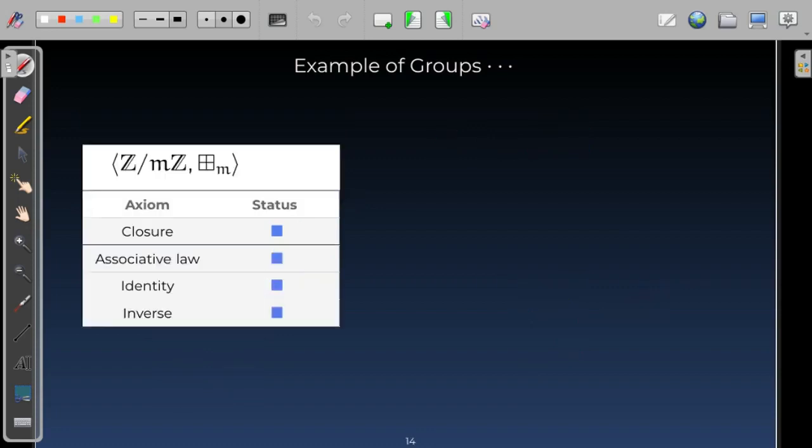Next, this is a general result: under modulo M addition, you are going to have a group. It's going to satisfy all these properties: closure, associative, identity, and inverse. But under modulo P multiplication, it's only going to be a group if P is a prime number. So if P is a prime number, then you are going to have a group.